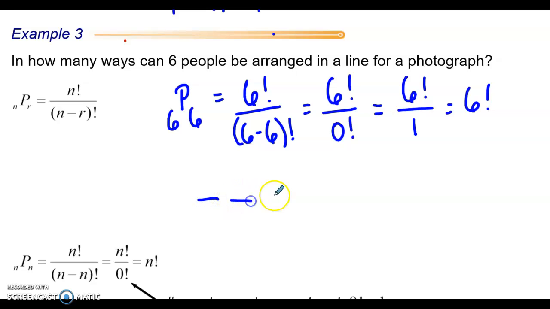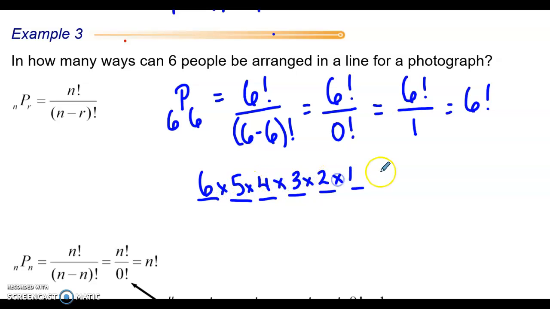Again, we can consider this like the fundamental counting principle, where there are 6 people for the first position in the line, 5, 4, 3, 2, 1 down the line, and we multiply all those together, and that's exactly what factorial is. This becomes 6 factorial.